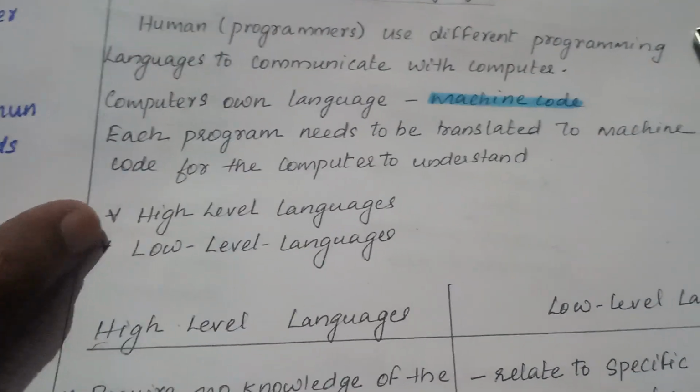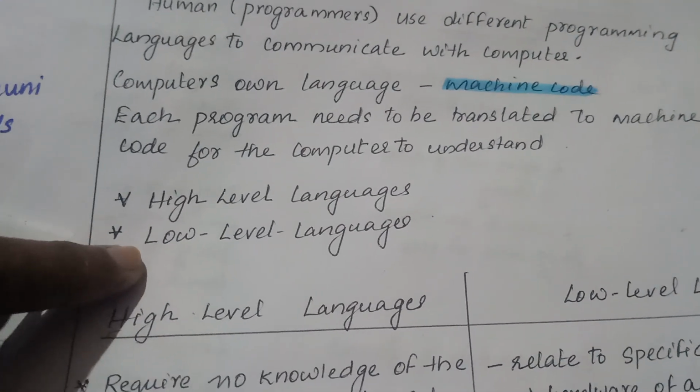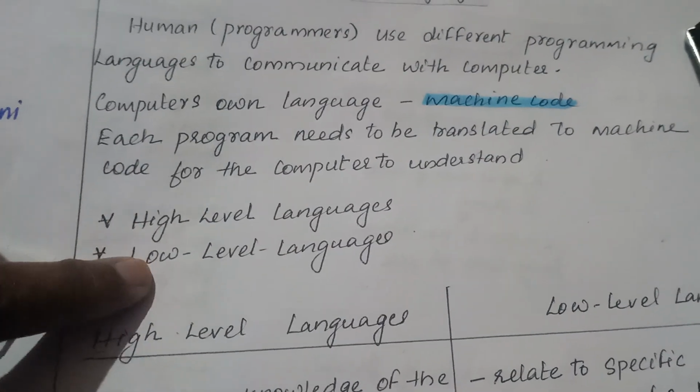We have two types of programming languages. Basically, we divide them into high level language and low level language.